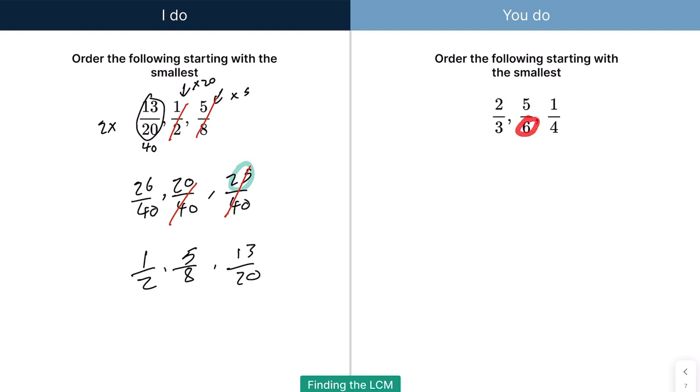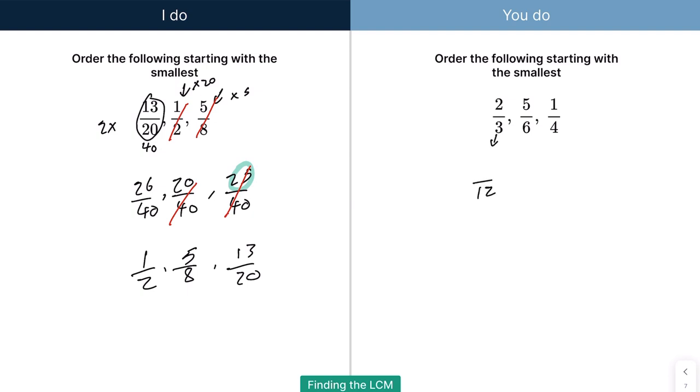So the biggest number is 6. Now 6 is divisible by 3, but it's not divisible by 4. So we can double it. If we double 6, that becomes 12. Now, is 12 divisible by 4? Yes, it is. Is 12 divisible by 3? Yes, it is. Okay, so now we just need to write these all as 12.